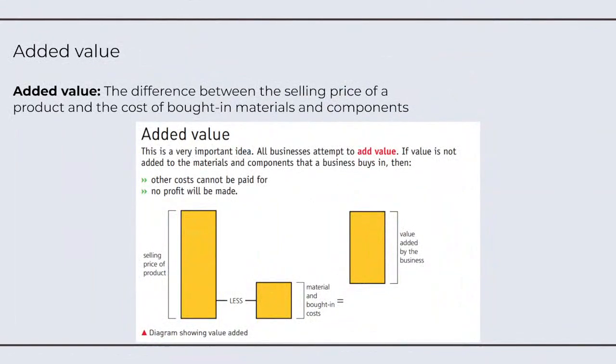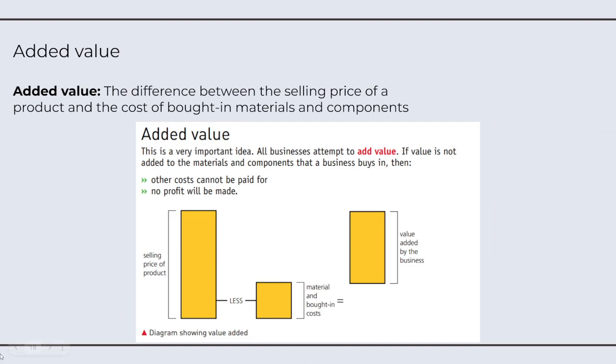All right, moving on. We have the concept of added value, which is the difference between the selling price of a product and the cost of bought-in materials and components. It is very important. All businesses attempt to add value, because if value is not added to the materials and components that a business buys, then other costs cannot be paid for and no profit will be made. This is just a diagram here. Selling price of product minus material and bought-in cost equals added value by the business.